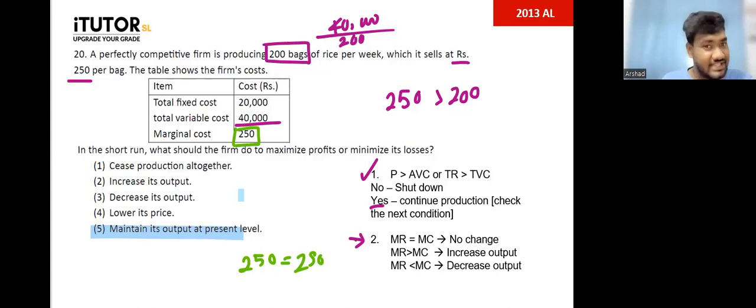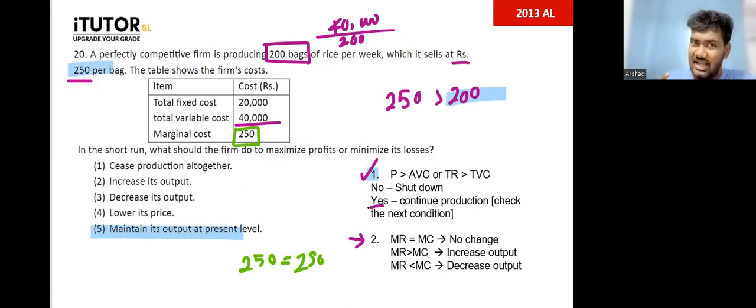Okay, you have to check that. So that is what I'm checking first. Is the price greater than AVC? Price is 250. Average variable cost I calculated and saw it's 200. So the first condition is met. Fine. So what does that mean? They have to continue production.